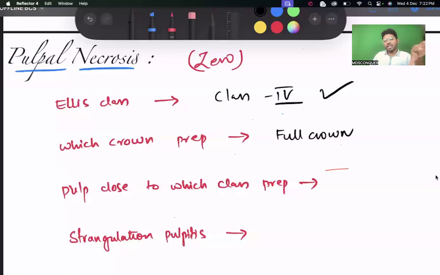Which class of GV Black's is very close to pulp? Yes, very good. Class 5 is very close to pulp.